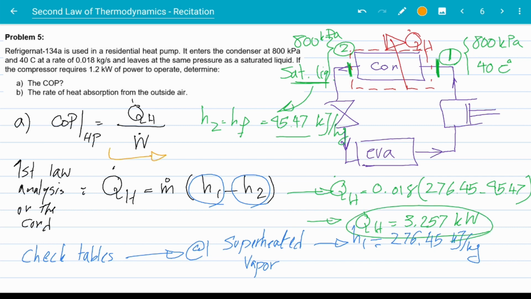Now I can find COP. COP of this heat pump is 3.257 over 1.2. It is 2.71.